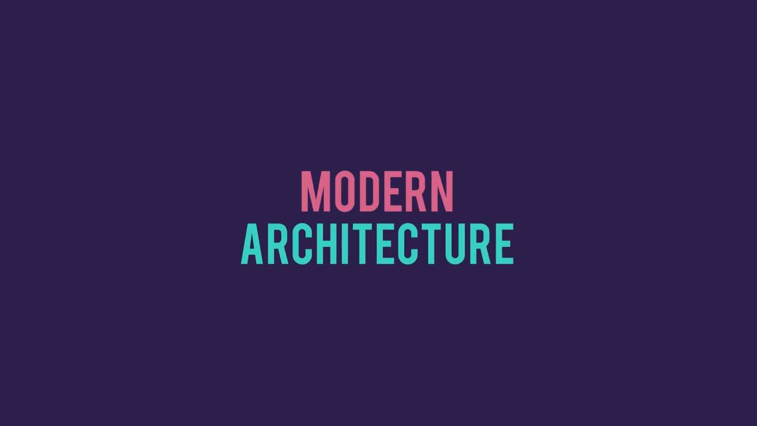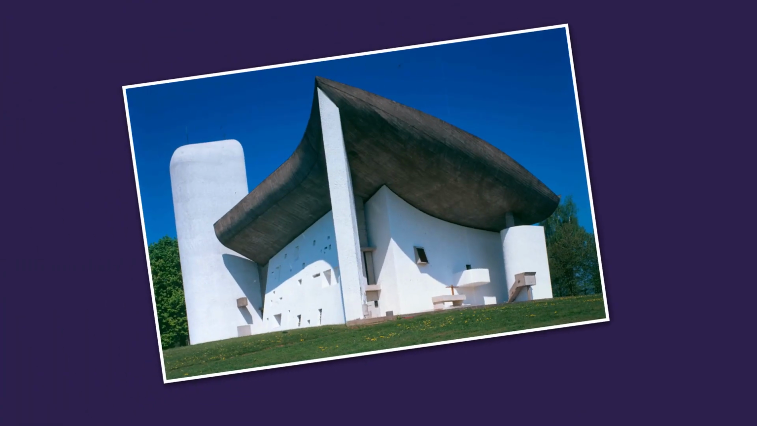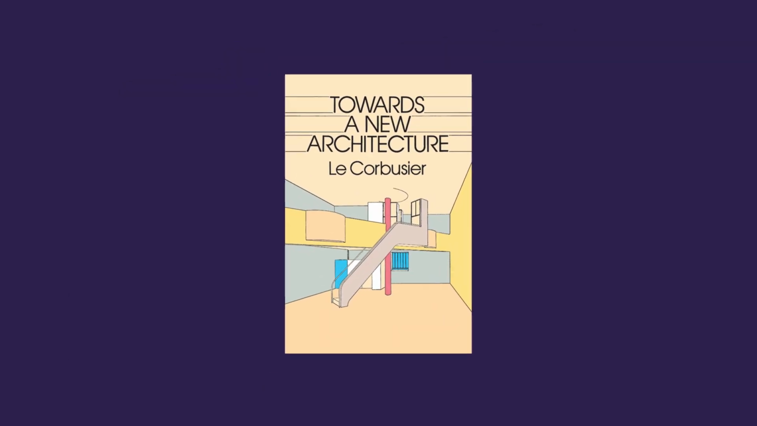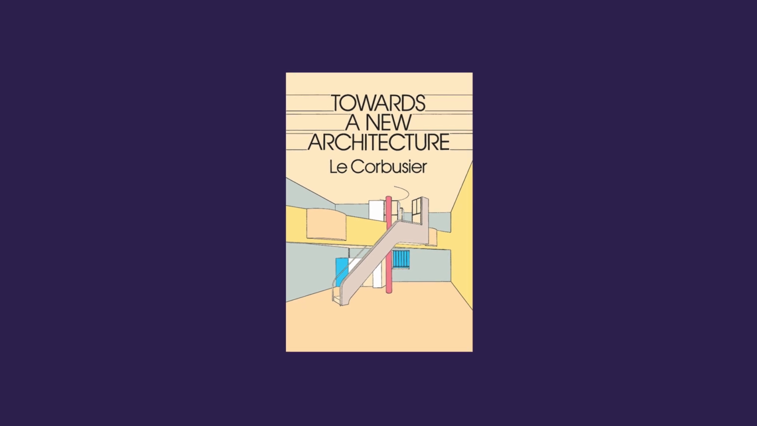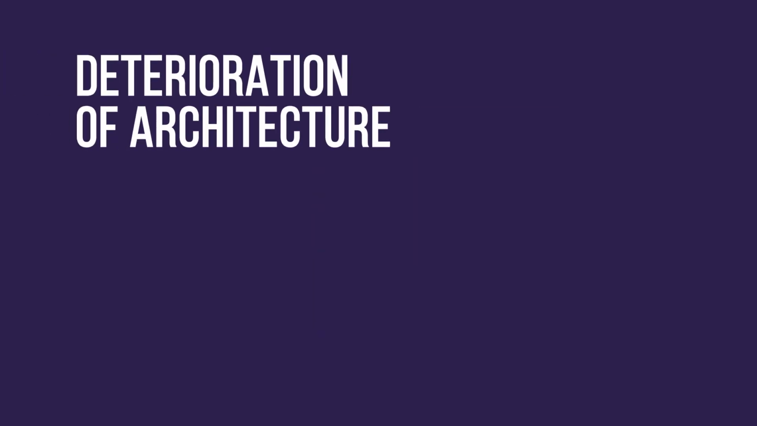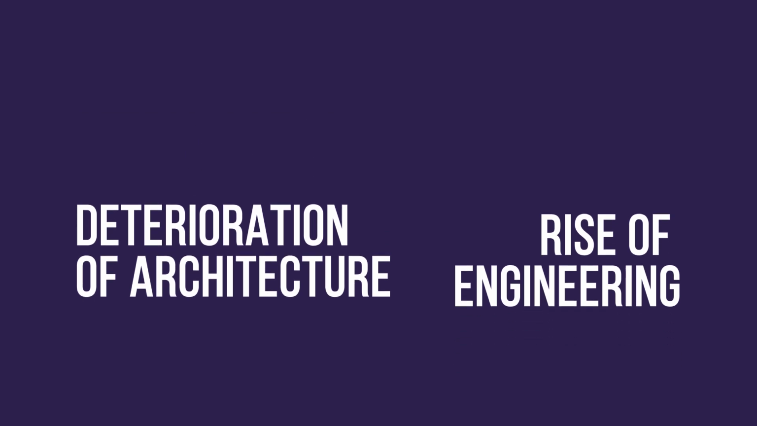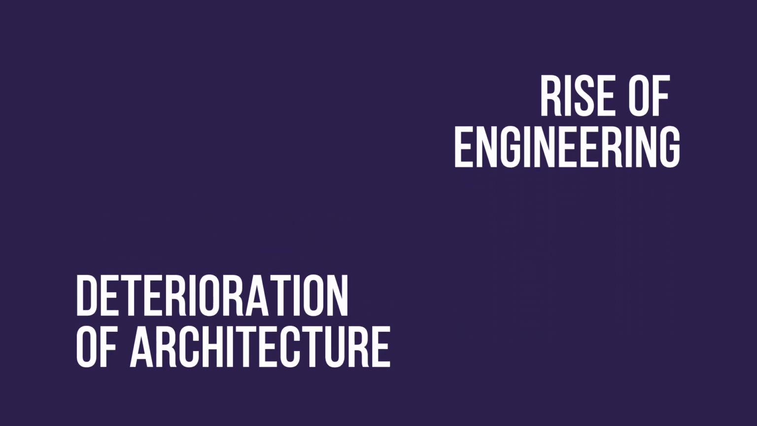In this video series, we are going to explore the foundations of modern architecture according to one of the greatest architects. Charles-Édouard Jeanneret, or Le Corbusier, is a Swiss architect that contributed and pioneered modern architecture and city planning. In his book, Towards New Architecture, Le Corbusier describes the deteriorating state of architecture versus the rise of the engineers during the industrial boom of the early 19th century.